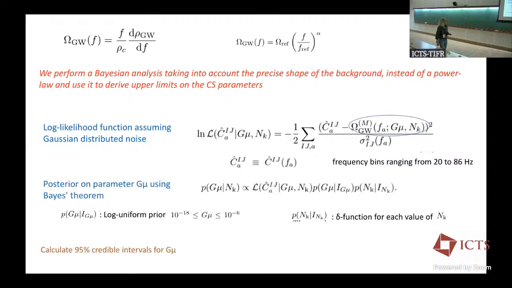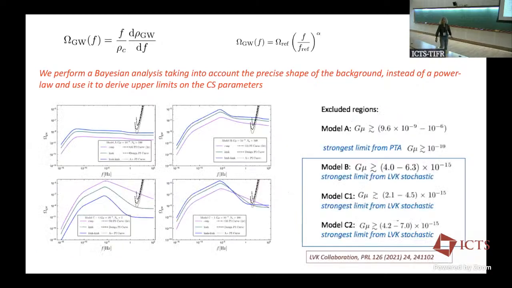And then we looked for that in the data. And what we have found is the constraints which you can see here. These are the most stringent constraints which exist for the case of the cosmic strings. You can see here we have model A, model B, and two variants of model C. These are the two numerical models, and this is the interpolated analytical model.